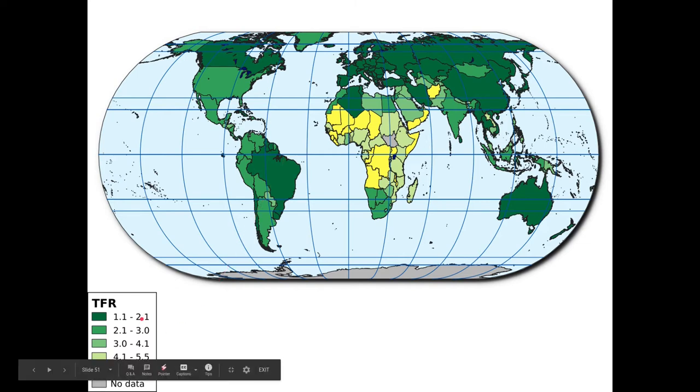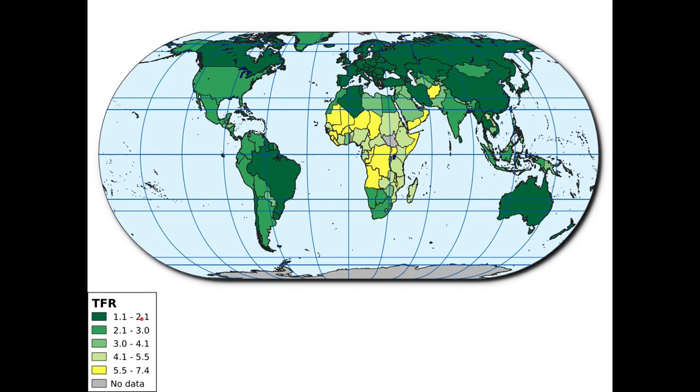2.1 is replacement fertility. If you're at 2.1, you're going to have zero population growth. Zero population growth is about 2.1 because not everybody has kids. Some people die in accidents. So you'd think that 2 would be replacement fertility, but it's really 2.1.